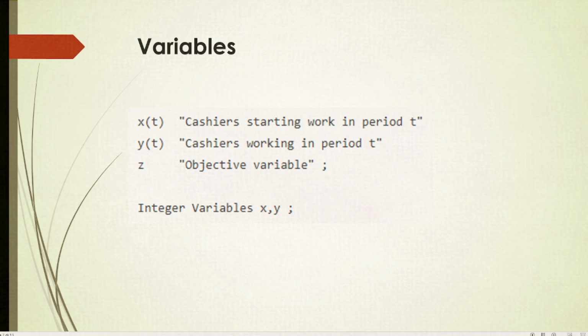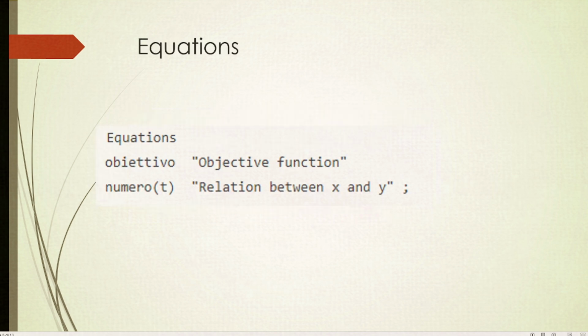We have 3 variables: xt, how many cashiers start a shift in period t; yt, how many cashiers are working in period t; and zeta, the total cost. We declare them as integer variables because we can't hire half a cashier. Here we define 2 equations, the objective, that is the cost function to minimize, and the coverage rule that links shifts to actual worker presence.